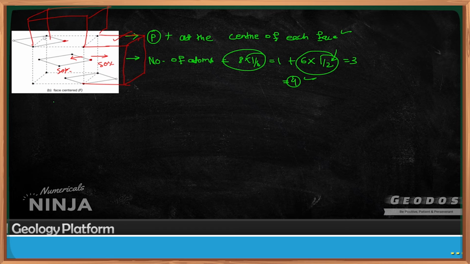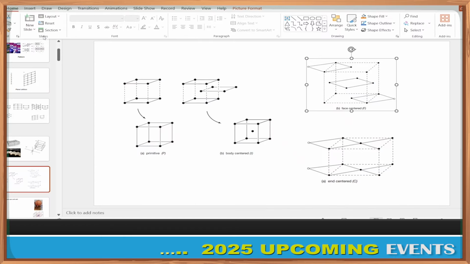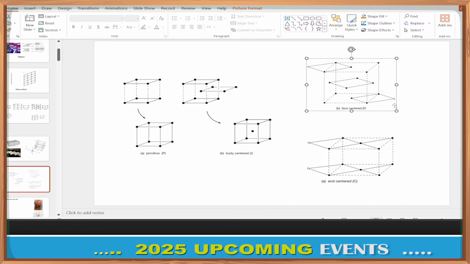So in this way we can easily find out the motifs which are at the center of the faces. They are only contributing 50%. Okay, and there is another one that is called base center, or we can say end face center.